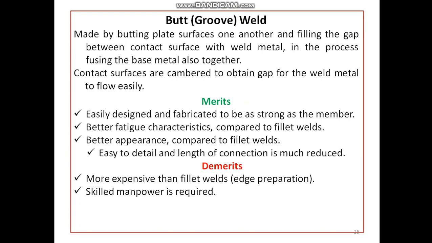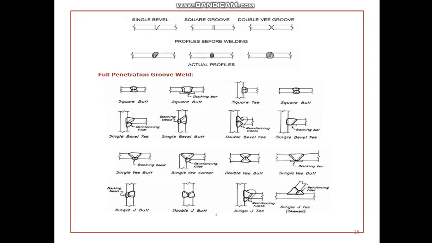The merits we will see, which is easily designed and fabricated to be as strong as the member. The strength will be very good. Its performance under fatigue is very good when compared with the fillet welds. The appearance is good, easy to detail, and length of connection is much reduced in this type of welding. The demerits, it requires the edge preparation. So for edge preparation, this butt weld will become a little bit expensive than the fillet welds. It requires skilled manpower also.